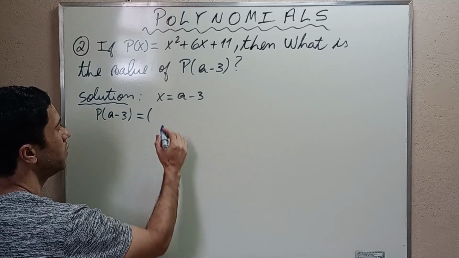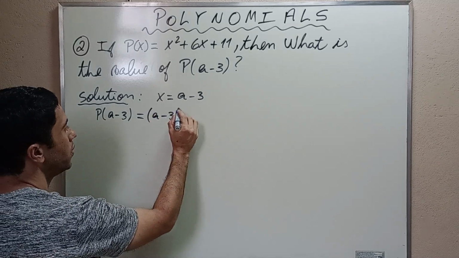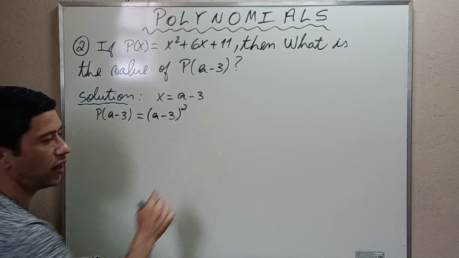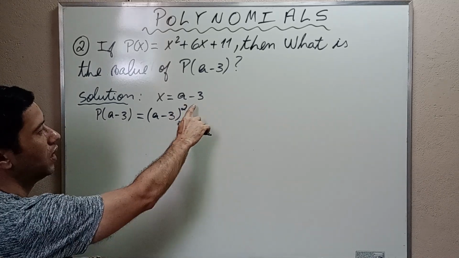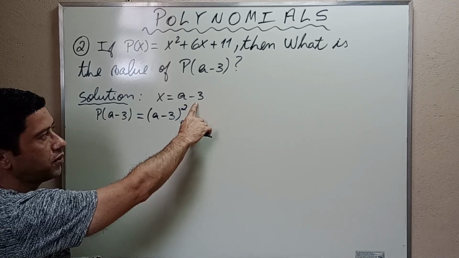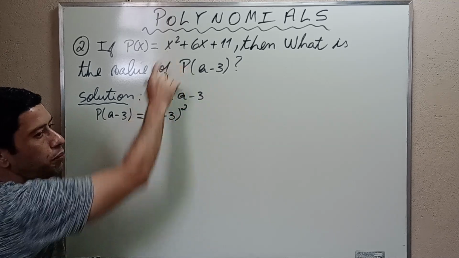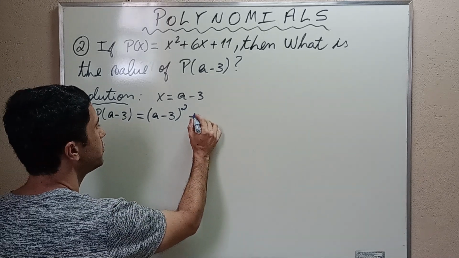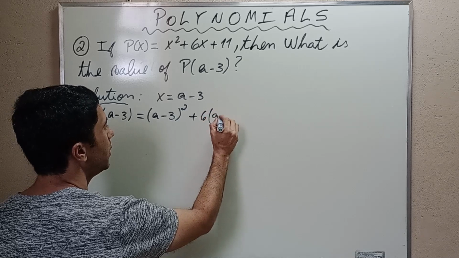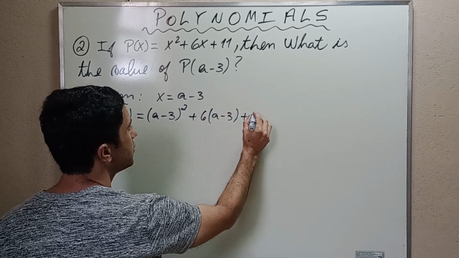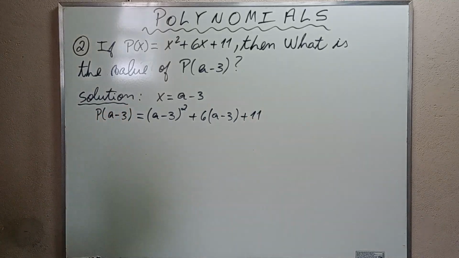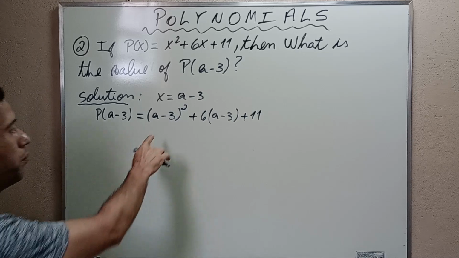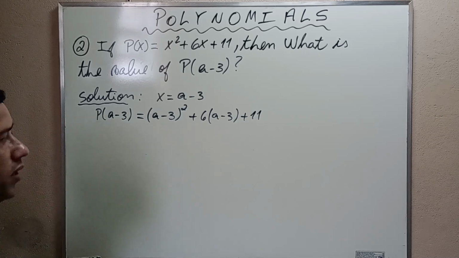Then it is a minus 3 squared, okay? Could you comprehend? I inserted a minus 3 in the place of x, plus 6 times a minus 3 plus 11. Now it is mathematics only. There is a product here. We need to develop it.